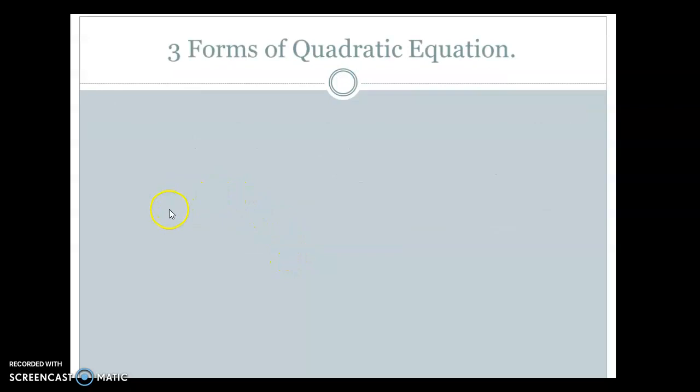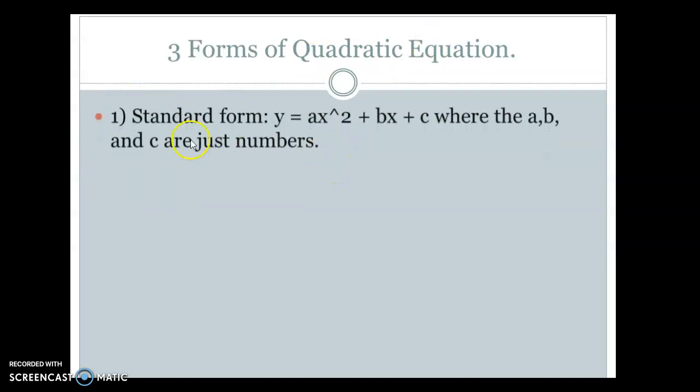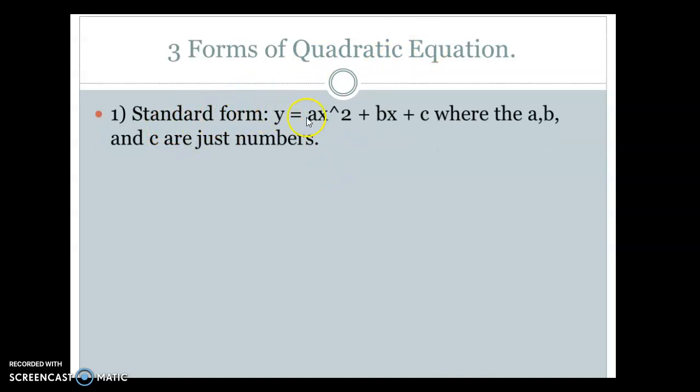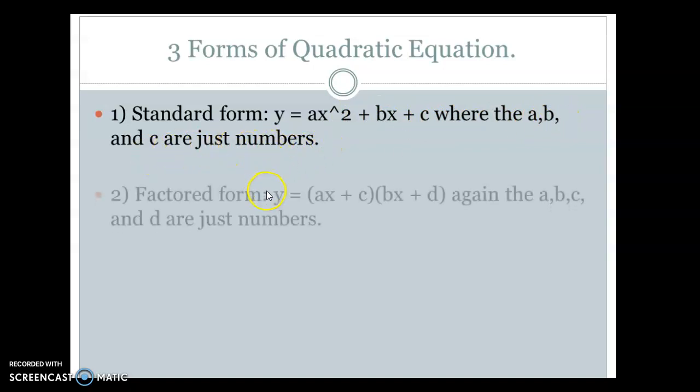We can rewrite a quadratic function in three forms. The first form that we already know is the standard one, which is ax to the power 2 plus bx plus c, where a, b, and c are just real numbers.